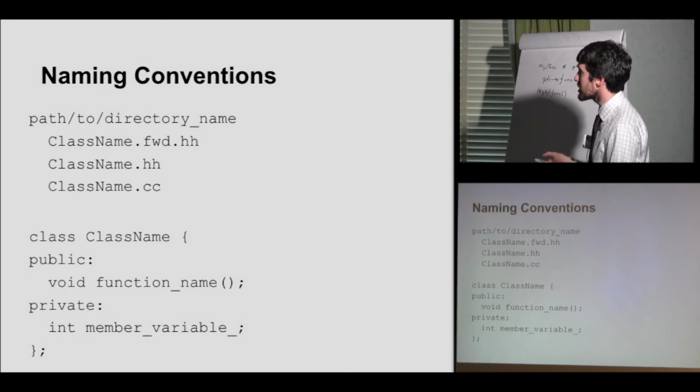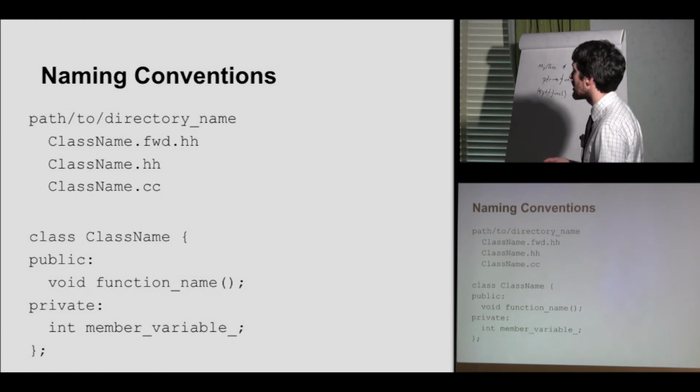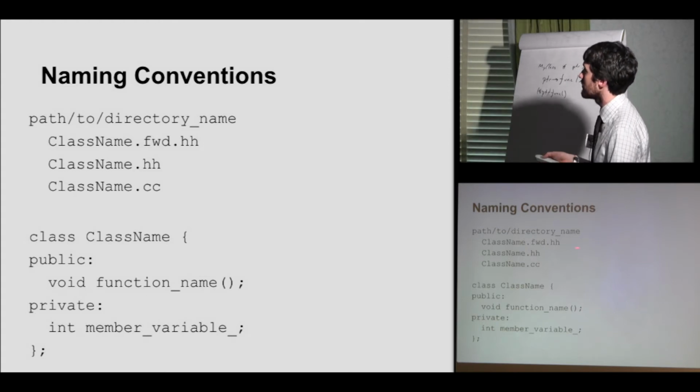There is a page in the wiki for coding conventions. I'm just going to highlight two of them, just so you can get in the habit of this. To name directories, we do it in lowercase with underscore separating words. So it would be like the path to the directory name.